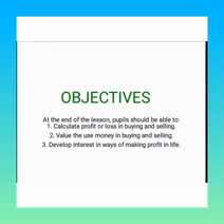Objectives. At the end of the lesson, pupils should be able to: 1. Calculate profit or loss in buying and selling. 2. Value the use of money in buying and selling. And thirdly, develop interest in ways of making profit in life. These are just the objectives. These are things you must be able to do after learning this topic.